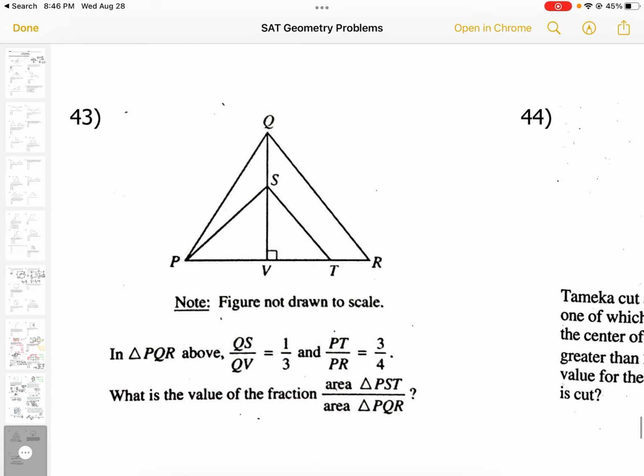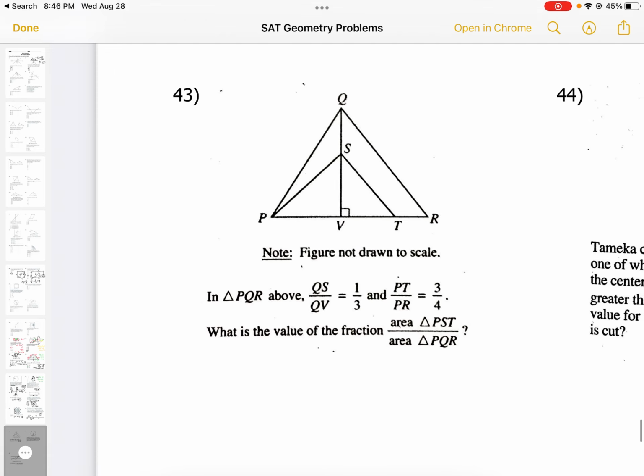Okay, we only got 3 questions left. So, we'll be able to do this.